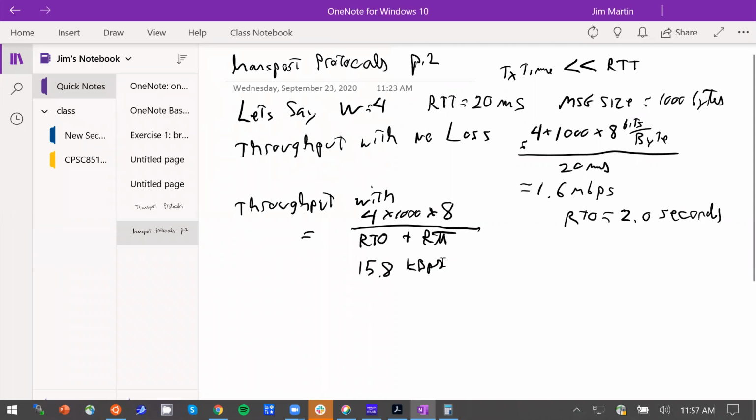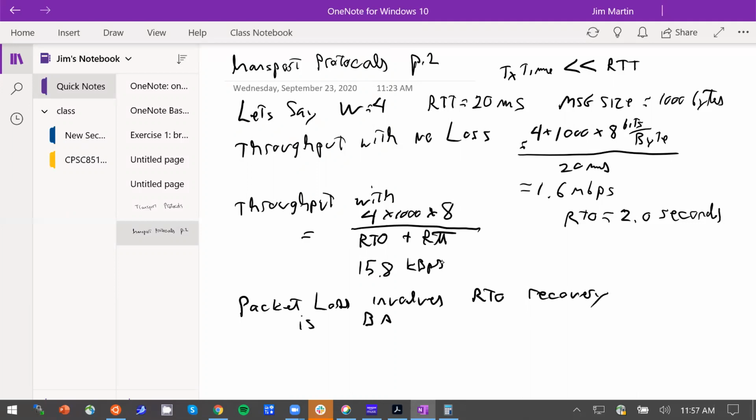So in the world of transport protocols, packet loss that involves RTO recovery is bad. And we'll look at techniques that have been proposed and used in the past, and techniques that TCP currently uses to try to mitigate the impact of packet loss on throughput.